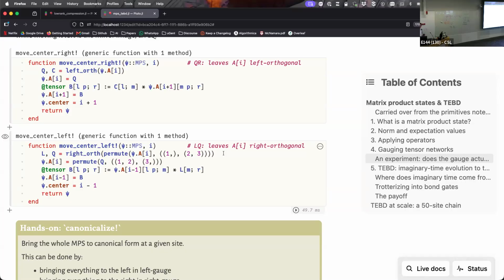So if you do SVD normally, we still have the orthogonal. It's just that the singular value will be on the last site. Yes, exactly.